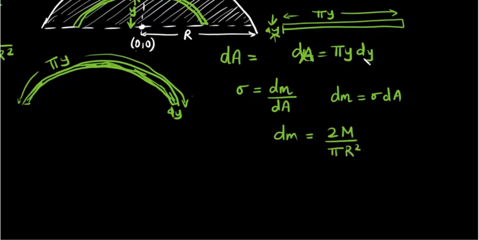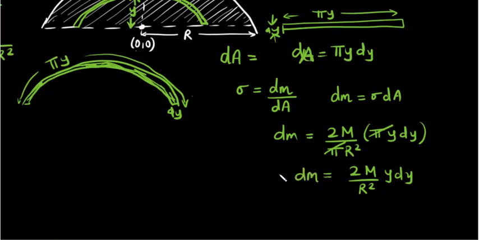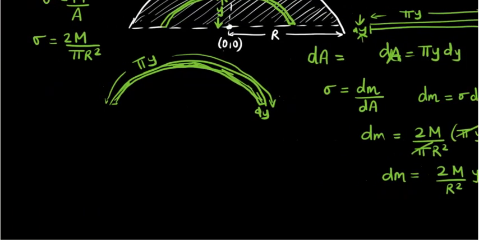What is dA? From here you can see dA is pi y dy. So this is pi y dy. Cancel this pi, and you will get 2m by r square y dy. This is dm. Okay, right, so we got dm.